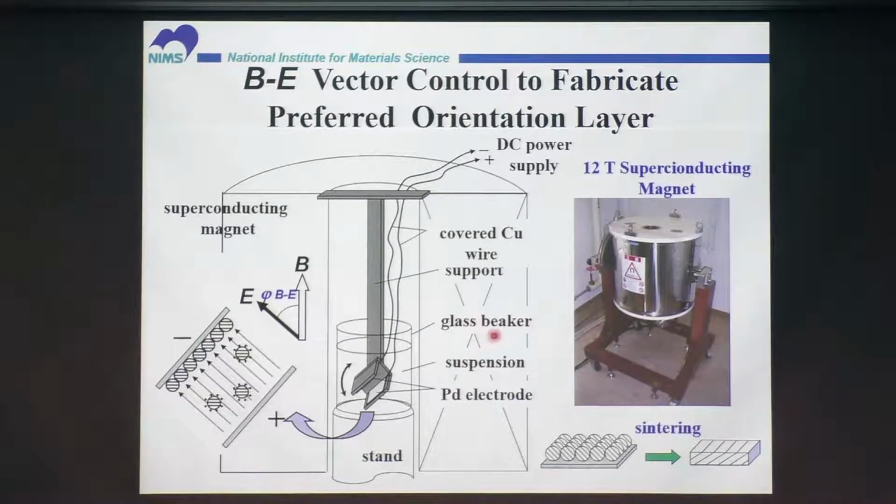Our technique using a magnetic field and an electric field is extended to control the crystalline-oriented direction by controlling the angle of the magnetic field and the electric field. In this experiment, the magnetic field fixed the crystalline orientation. But by changing the angle of the electric field, the particle moves along the electric field lines while retaining the orientation along the magnetic field like that. So by controlling this angle, we can control the crystalline-oriented structure like this.